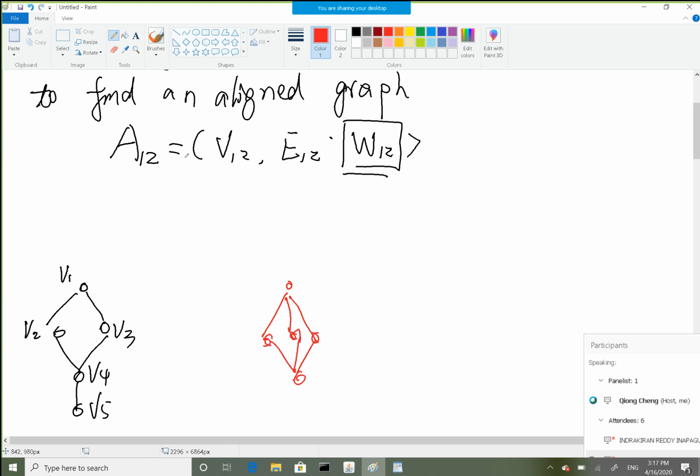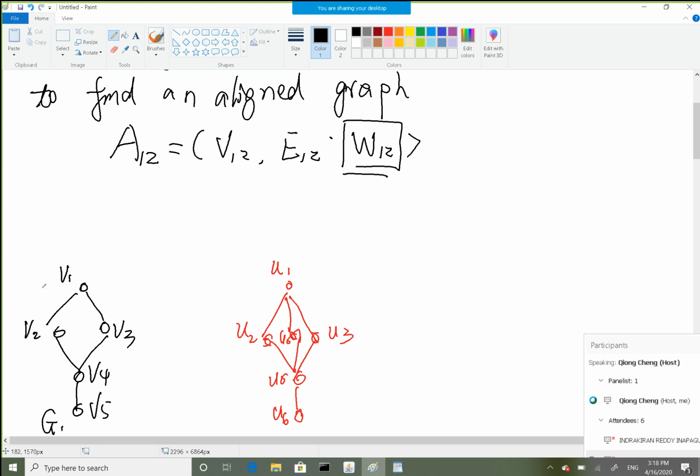And also I give the variable name, right? I give this one a little bit more. And then we'll give this one corresponding to U1, U2, U3, U4, U5, U6. So this is the G1.